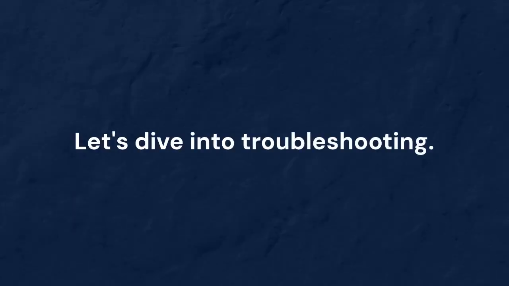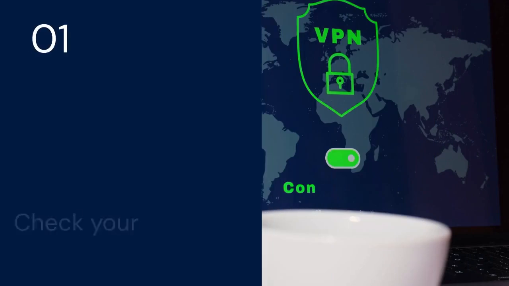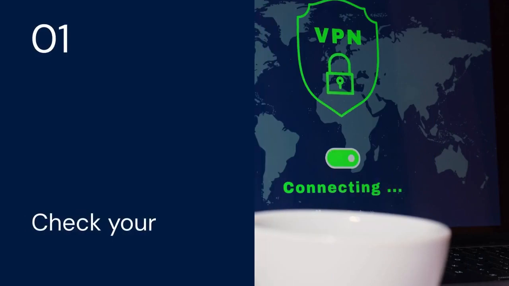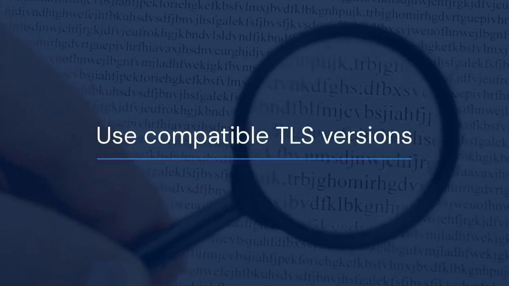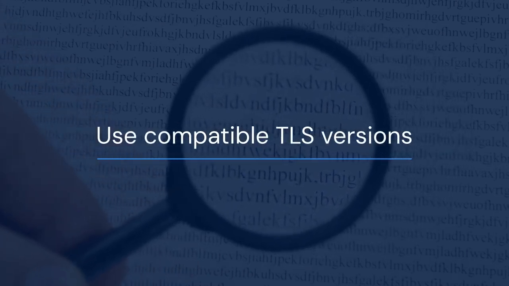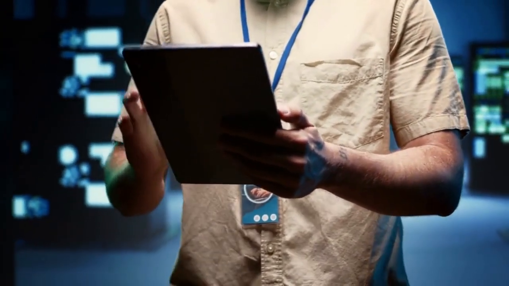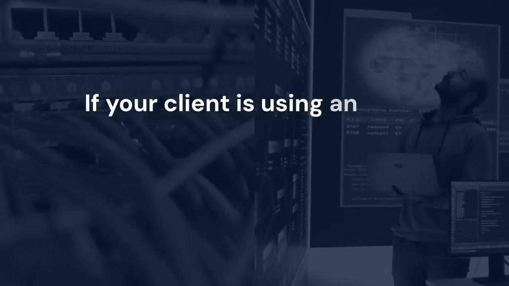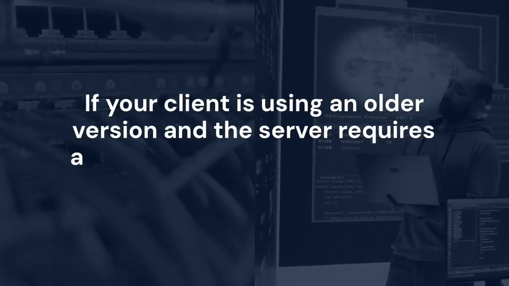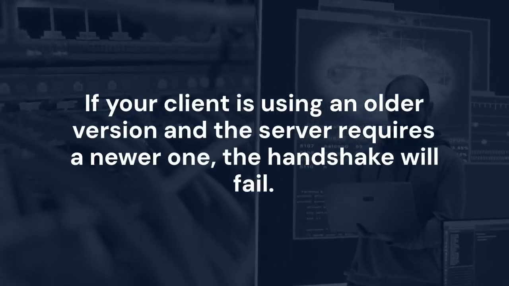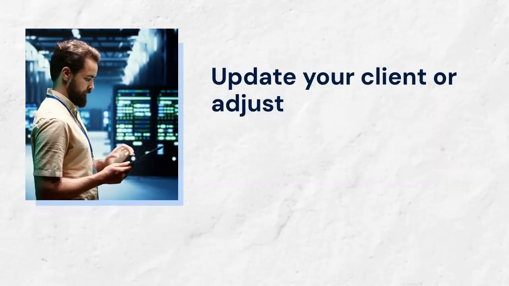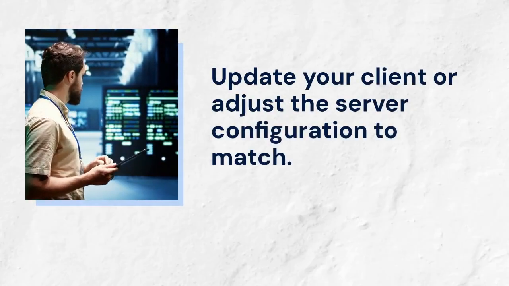Let's dive into troubleshooting. First, check your OpenVPN client and server configurations. Make sure they both use compatible TLS versions. OpenVPN supports various TLS versions. If your client is using an older version and the server requires a newer one, the handshake will fail. Update your client or adjust the server configuration to match.